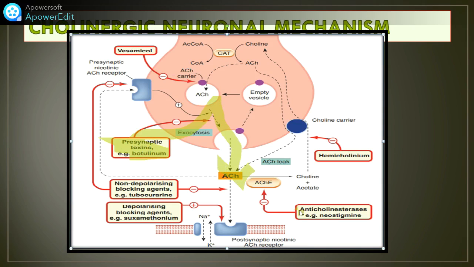Anticholinesterases, for example neostigmine, inhibit the enzyme acetylcholinesterase and thus prevent the metabolism of ACH. Other drugs are non-depolarizing blocking agents, example tubocurarine, and depolarizing blocking agents, example suxamethonium.